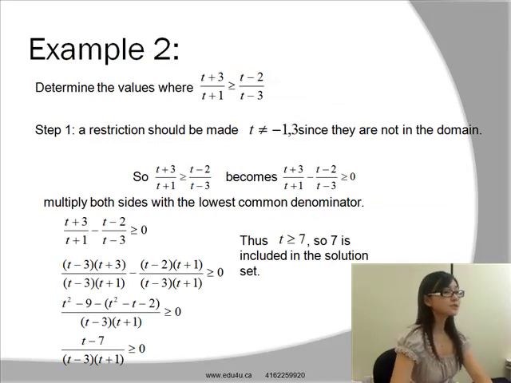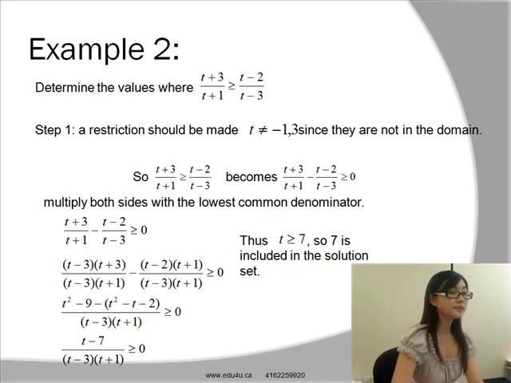Now let's take a look at example 2 from your learning resources. It asks us to determine the values where (t plus 3) divided by (t plus 1) is bigger or equal to (t minus 2) divided by (t minus 3). Well, in step 1, we have to make a restriction in which t cannot be equal to negative 1 or 3 since they're not in the domain. If they are, we will get a 0 in the denominator.